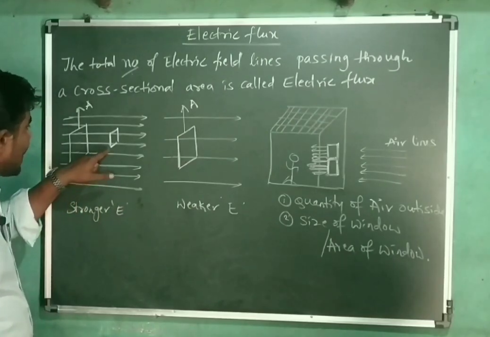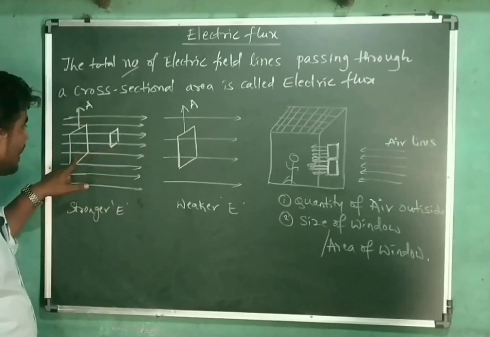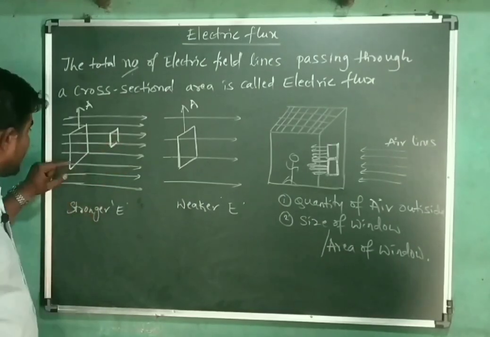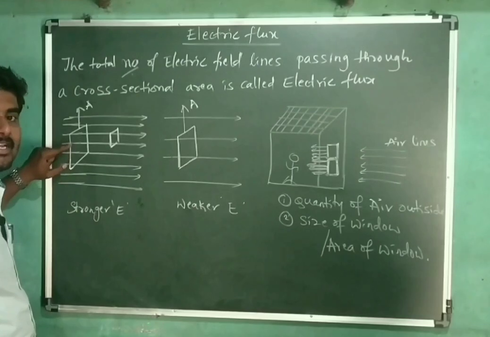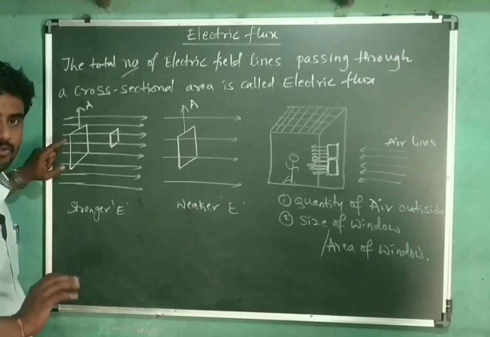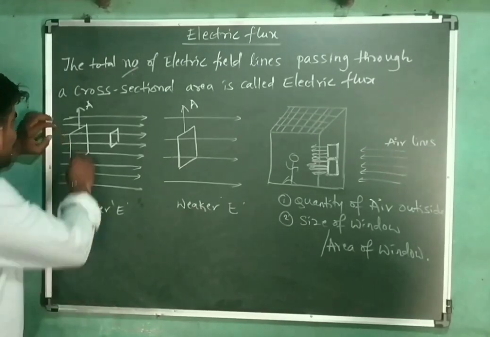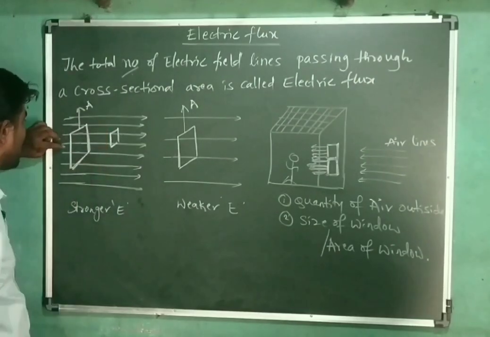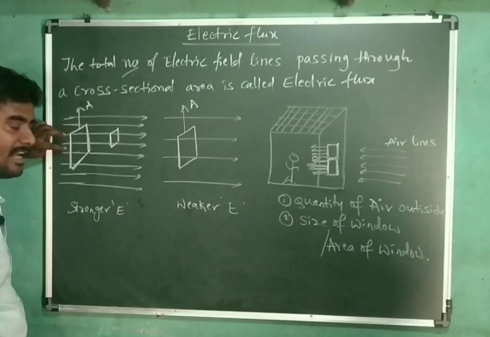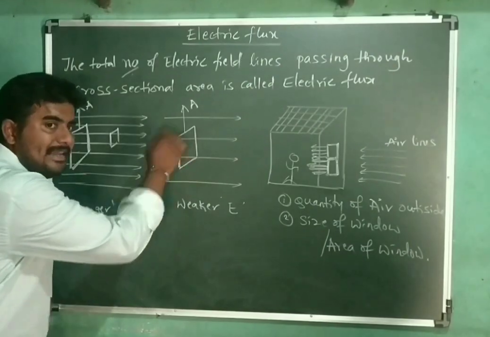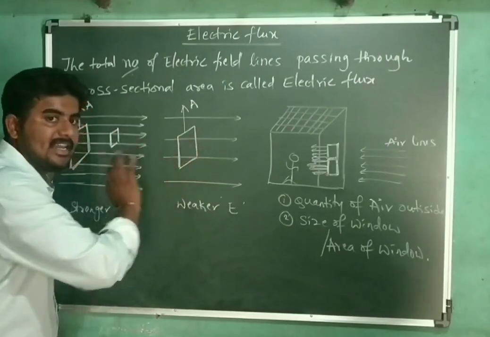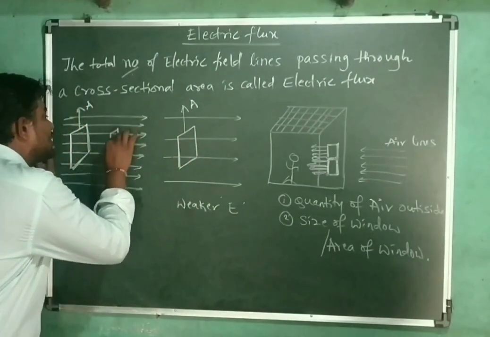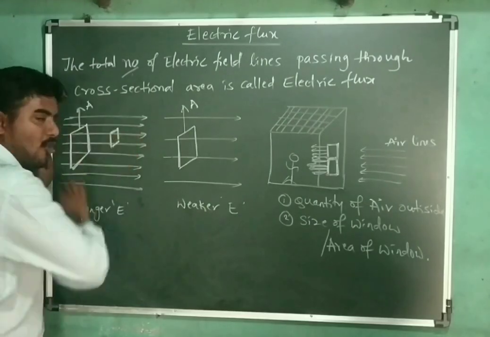Second point, here I have considered a small area and here a large area. Area is small, therefore fewer field lines are linked. Area is more, therefore more field lines are linked. Understood my point? Therefore, in this case electric flux is more, because more electric field lines are linked. In this case electric flux is less because fewer field lines are linked. And in this case once again electric flux is less because area is small.